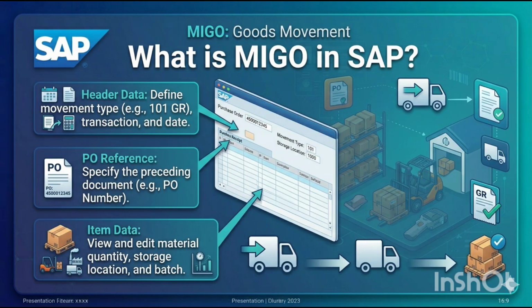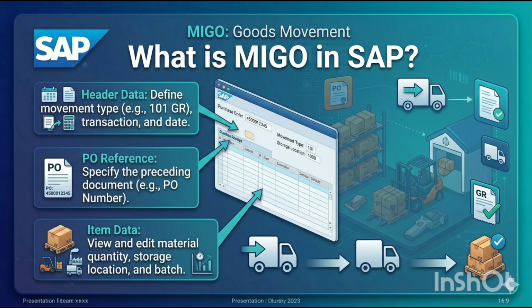MIGO is the transaction code for goods movement in SAP. It is a very powerful and versatile transaction used for various goods movements including goods receipt, goods issue, transfer posting and physical inventory. In the context of procurement, MIGO is primarily used to post goods receipt against purchase orders, production orders or without even reference. When you perform goods receipt using MIGO with movement type 101, the system updates the stock in the warehouse, creates material documents and generates accounting documents that update the GRIR clearing account.